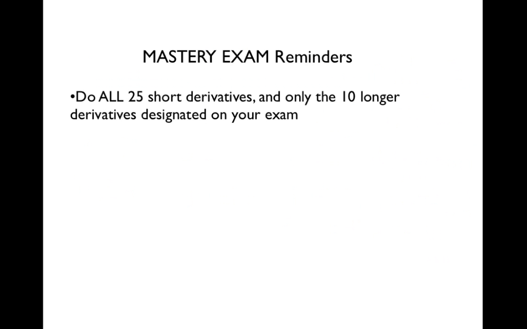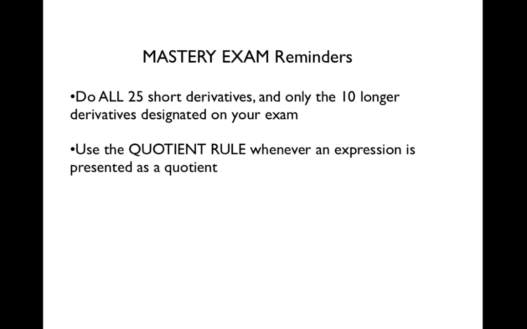So here's the overview. In the first half, you're going to do all 25 of the short ones. And then you're only going to do the 10 that are designated on your exam. So you're going to get 10 longer ones. Make sure you do the right 10, the ones that you're told to do. Whenever a quotient comes up, use the quotient rule. We want you to know that.